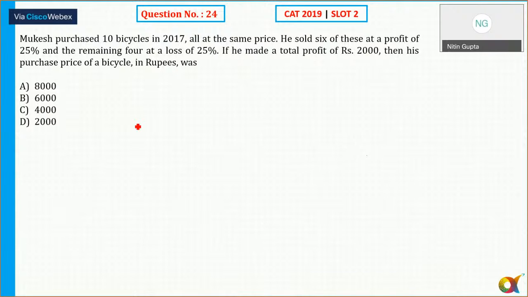It says Mukesh purchased 10 bicycles in 2017, all at the same time. So he sold 6 of them at a profit of 25%, and 4 of them at a loss of 25%. However, he made a total profit of rupees 2000. Then what was his purchase price for the bicycle?